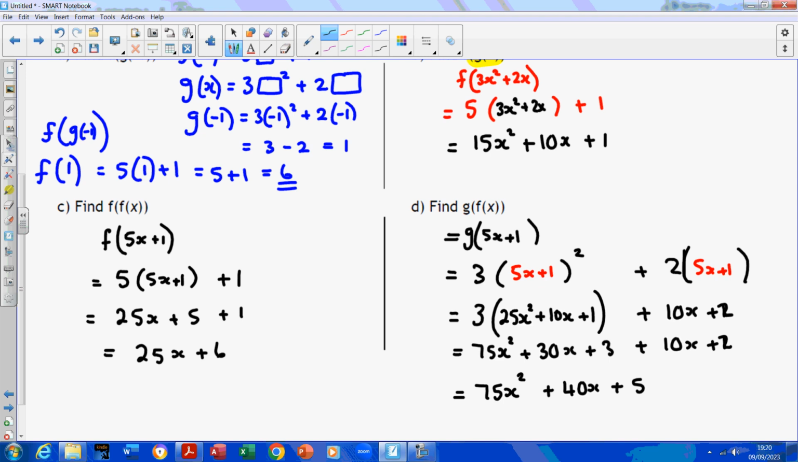Right, that's the sort of questions that you're asked to do in your exam. So it's really important that you practice them.